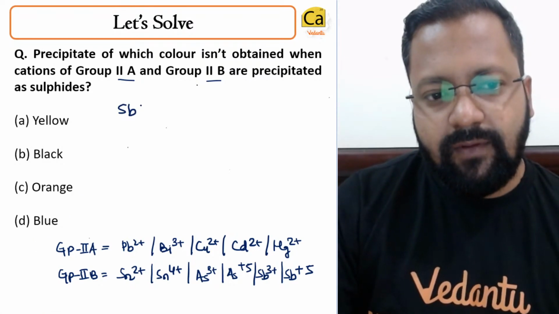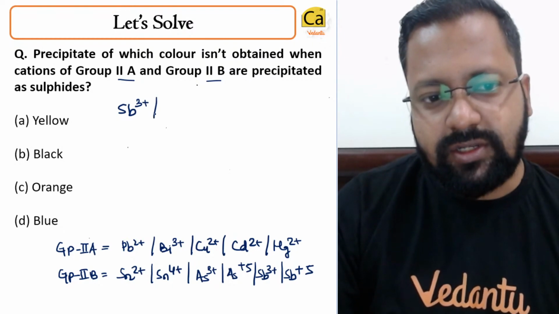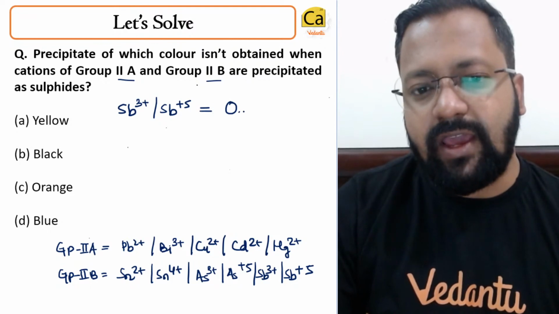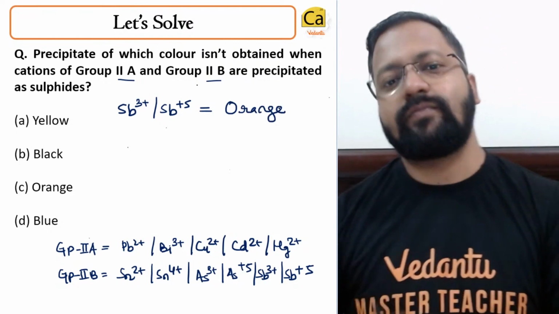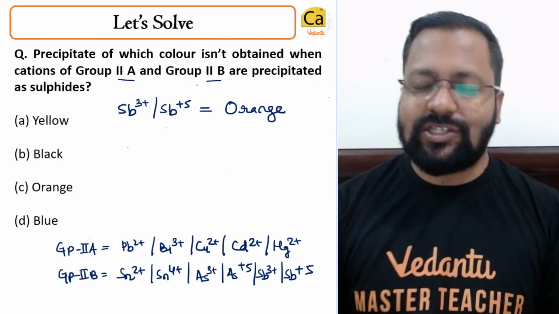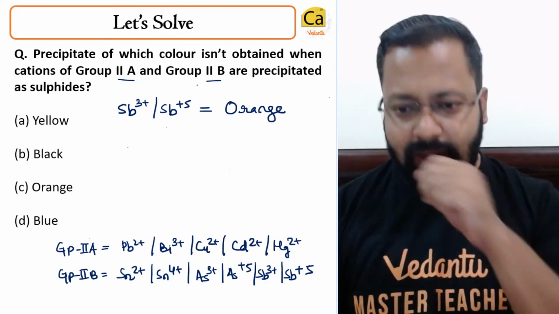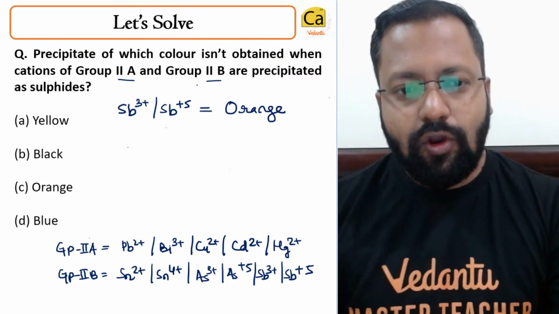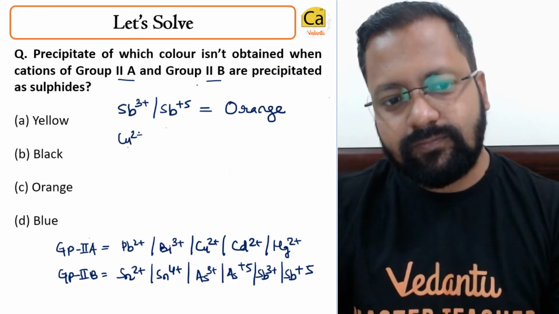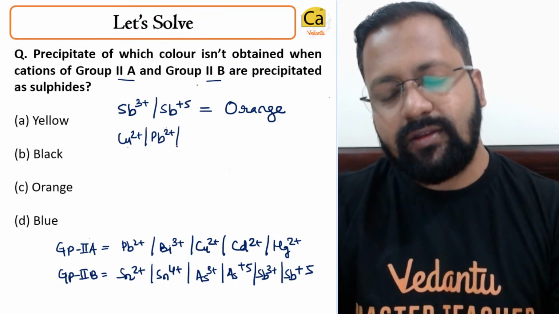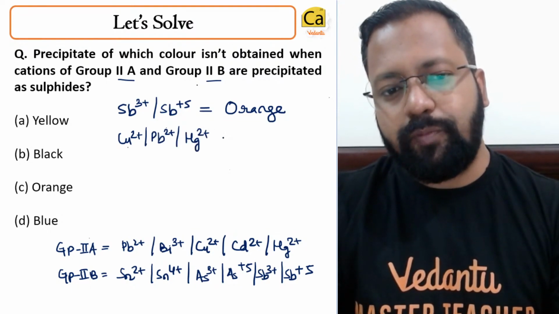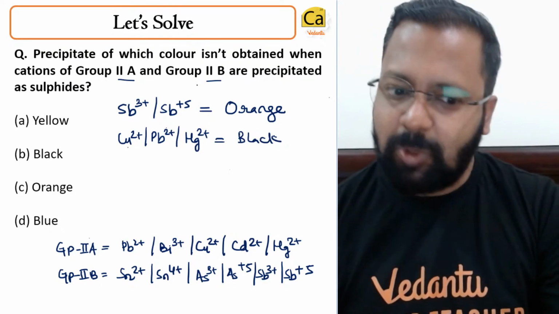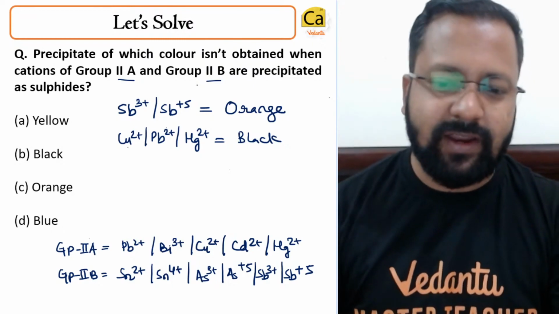Sb, whether it is in +3 oxidation state or +5 oxidation state, it will give an orange sulphide. Okay, Sb will always give an orange sulphide. Copper, lead, Hg2+, they will give black colored sulphides.